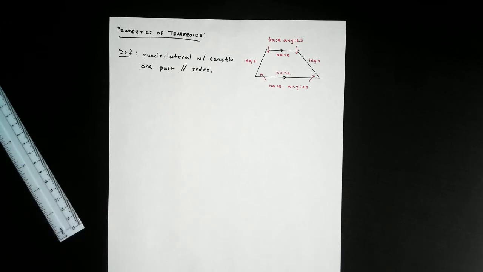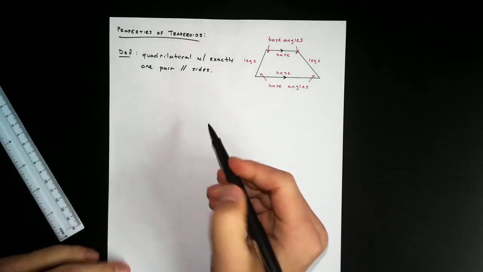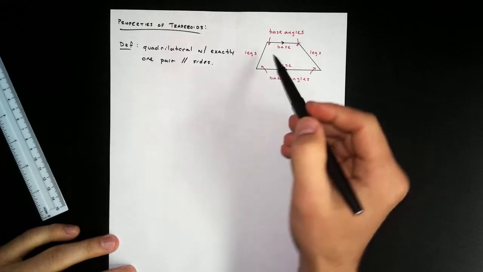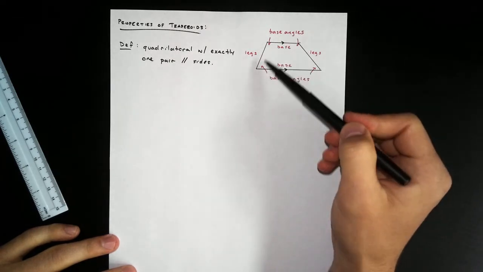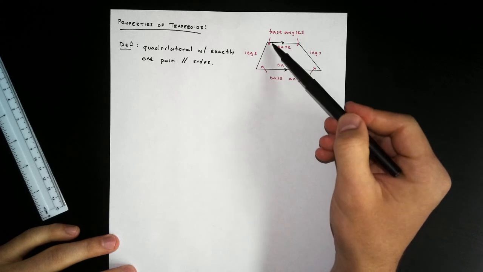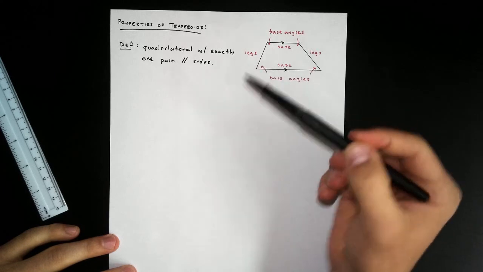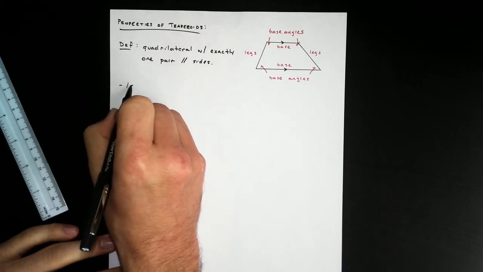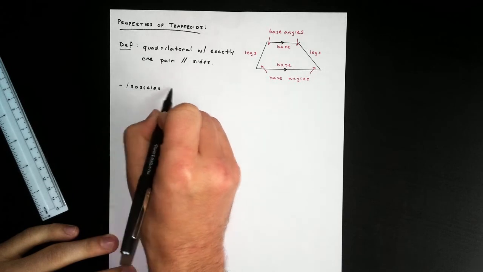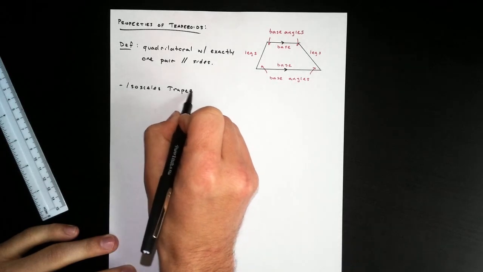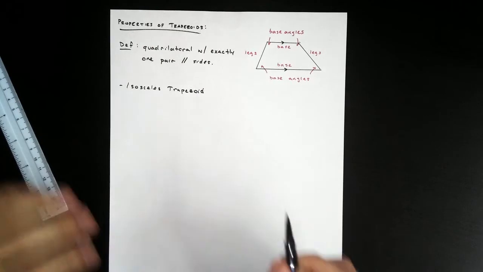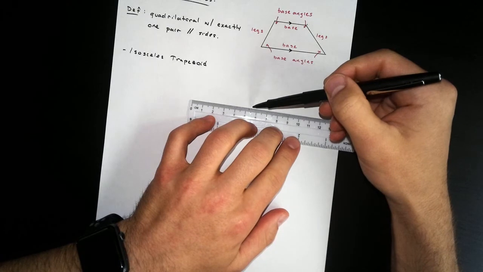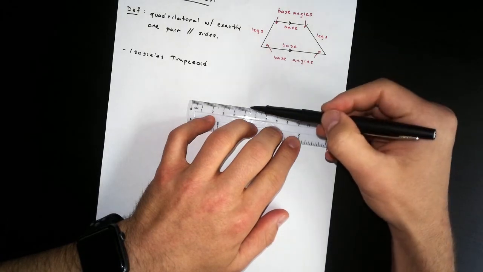Now, besides the pair of parallel sides, in a regular trapezoid there's not too many other properties going on. With the parallel sides, we do have supplementary angles. These are consecutive interior angles, so these are supplements. But more interesting is isosceles trapezoids. So an isosceles trapezoid is when the legs are also congruent, kind of like an isosceles triangle.